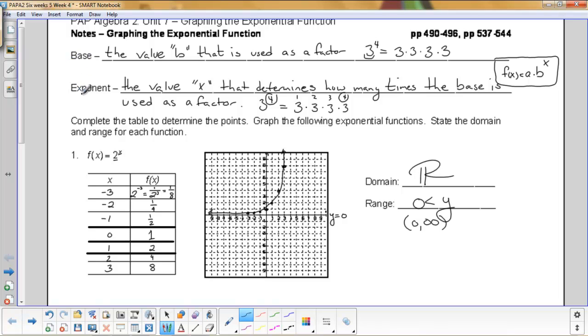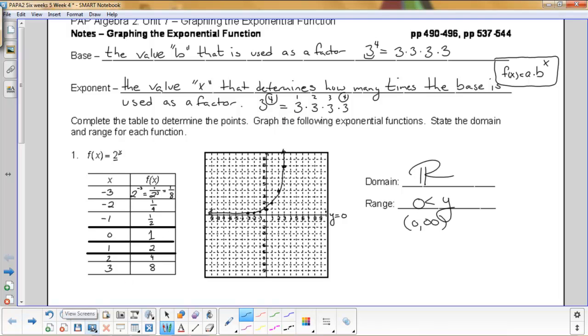The first part is the base, and the second part is the exponent. The base is defined as the value that is b. b is located inside here. That is used as a factor. So the example here is 3 to the 4th. So the factor is 3. You're going to multiply it 4 times. The exponent is the value x, again in this problem here. That determines how many times the base is used as a factor, or how many times the base is being multiplied. So you can see that determines how many 3's you are going to write.